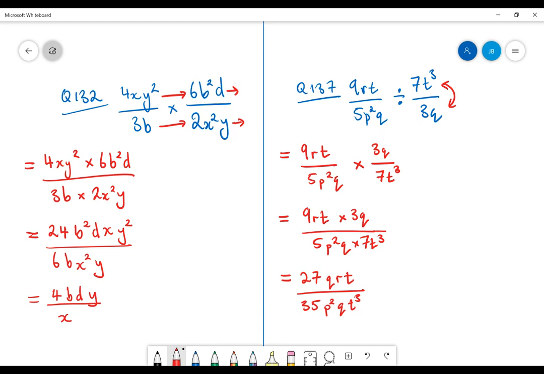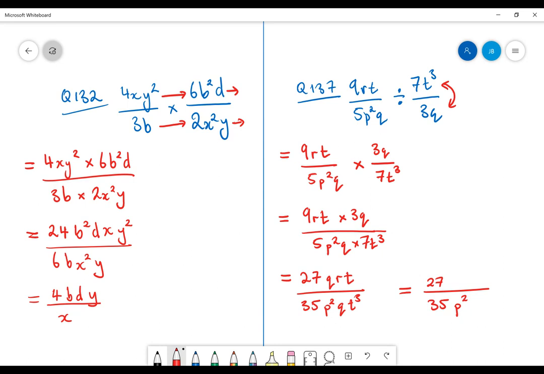Last step is to simplify. So looking at the coefficients here, 27 and 35 don't actually have any common factors. So we're just going to leave that as it is. Can't be simplified. However, our variables can be. So we've got a p squared on the bottom because there's no p's on the top, so that just stays as it is.